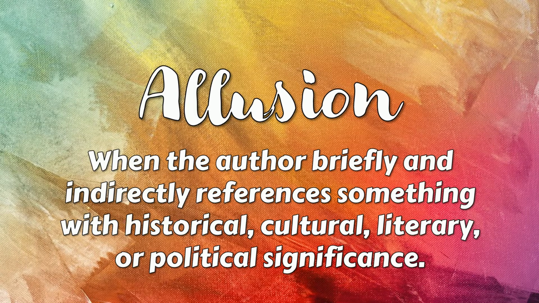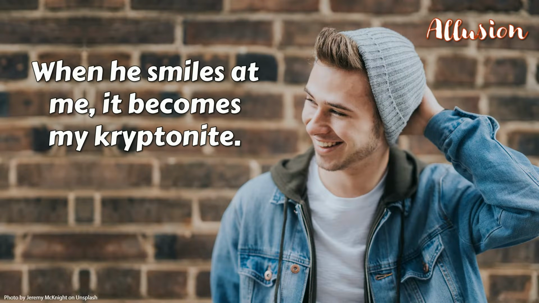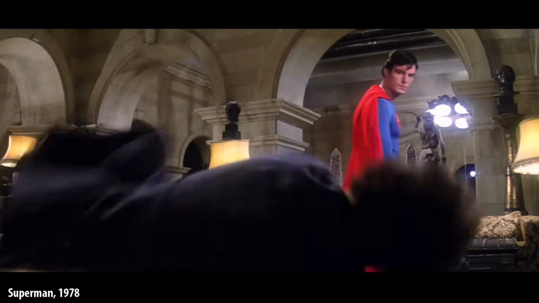An allusion is when the author briefly and indirectly references something with historical, cultural, literary, or political significance. That might be the type of definition that doesn't make a whole lot of sense, so let's look at some examples. For instance, when he smiles at me, it becomes my kryptonite. This contains an allusion to, yeah, it's Superman.